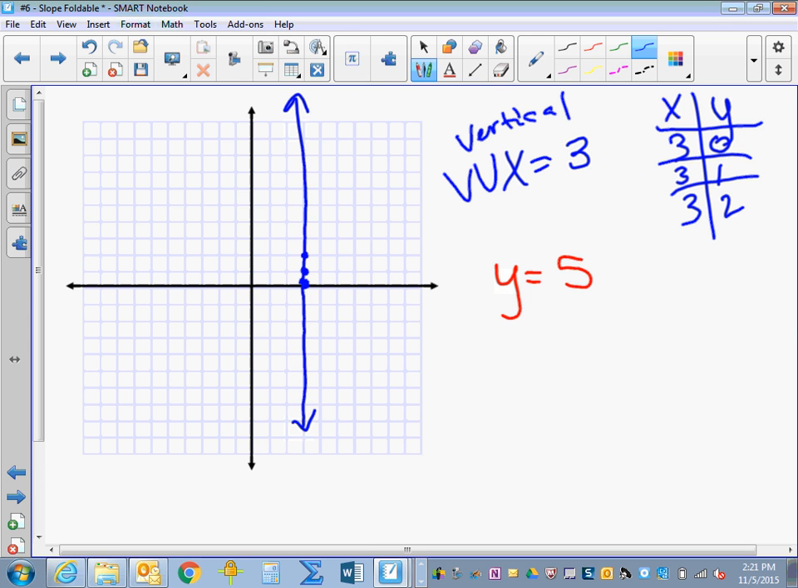Remember VUX, V-U-X, we talked about a few classes ago. Vertical line is x equals. My y equals, we had H-O-Y, hoy, which is today in Spanish. So this is a horizontal line is y equals. So when it's y equals 1, 2, 3, 4, 5, then that's my horizontal line. Okay?